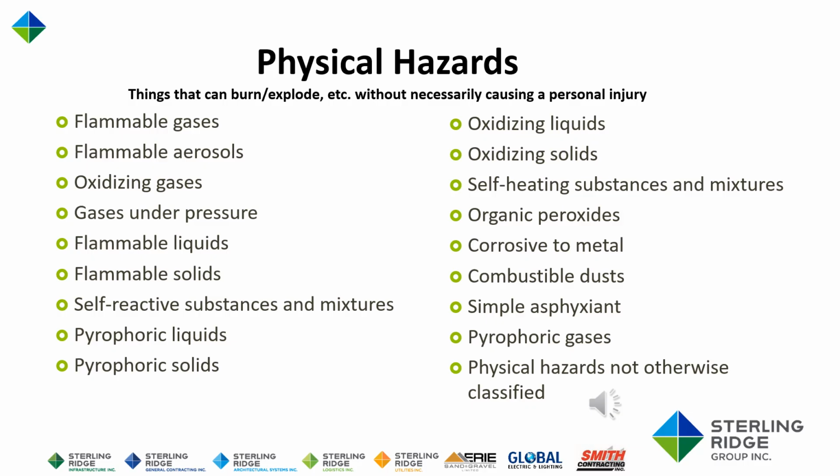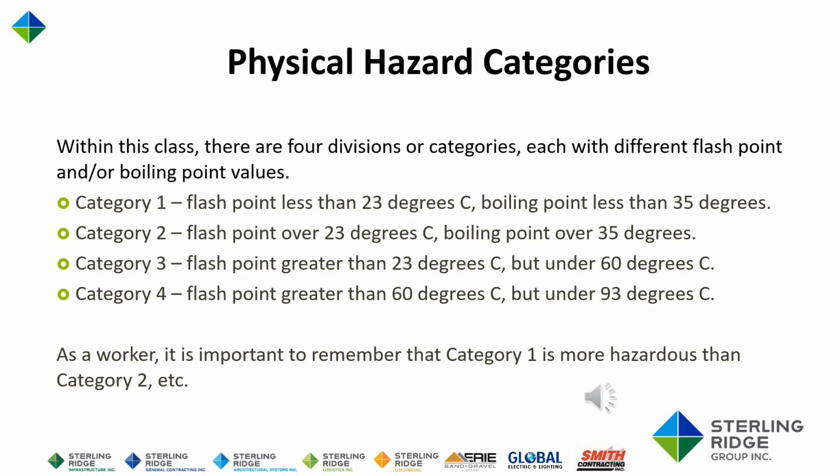Organic peroxides. Corrosive to metal. Combustible dusts. Simple asphyxiant. Pyrophoric gases. Physical hazards not otherwise classified. Physical hazard categories. Within this class, there are 4 divisions or categories, each with different flash point and/or boiling point values.